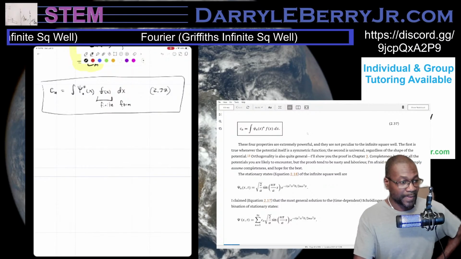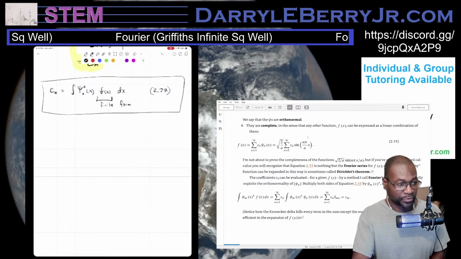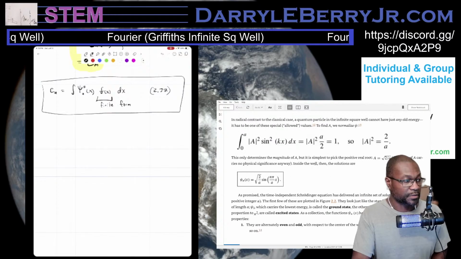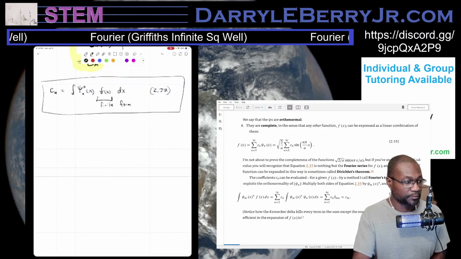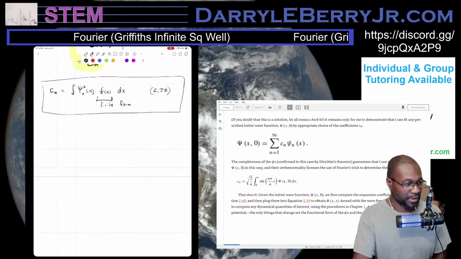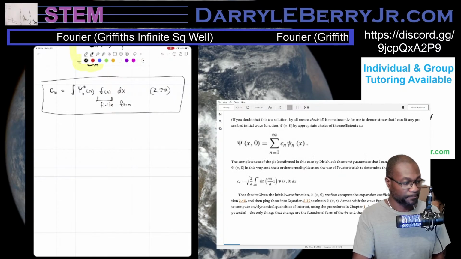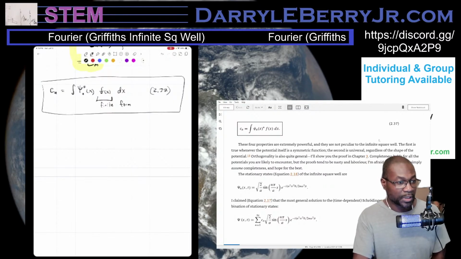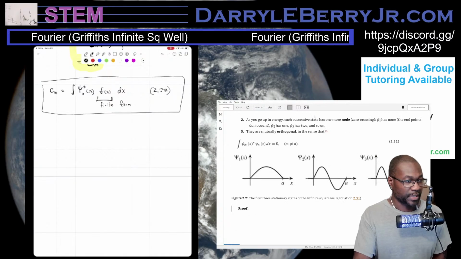These four properties are extremely powerful, and they are not peculiar to the infinite square well. The first is true whenever the potential itself is a symmetric function, and the first is even and odd. Psi 1 is even, psi 2 is odd. The second is universal, regardless of the shape of the potential. So the second is as you go up in state, the node count goes up by one.